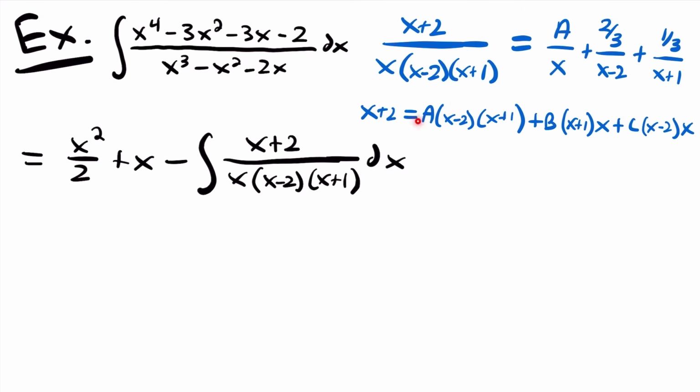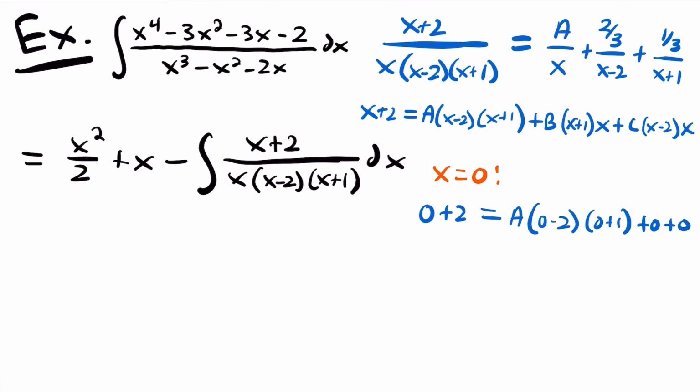Okay, now if I clean up my work, let's plug in another convenient value of x to solve for a. In order to do that, I see that our terms with b and c both have just x in them. And so if we let x equal 0, both of these terms will become 0. So if x is equal to 0, we will have 0 plus 2 is equal to a times 0 minus 2 times 0 plus 1 plus 0 plus 0. Both of these terms become zeros, and now we can solve for a.